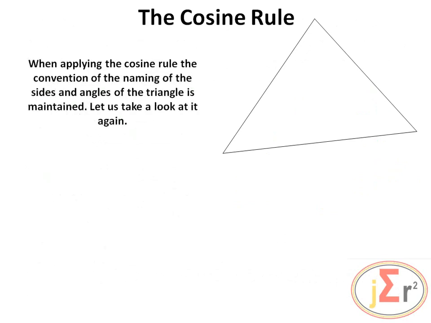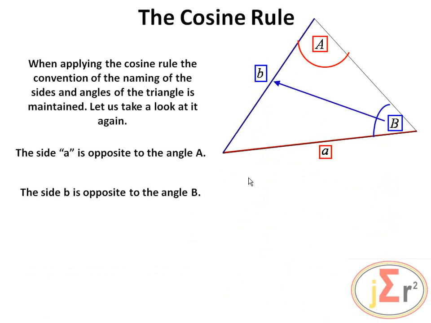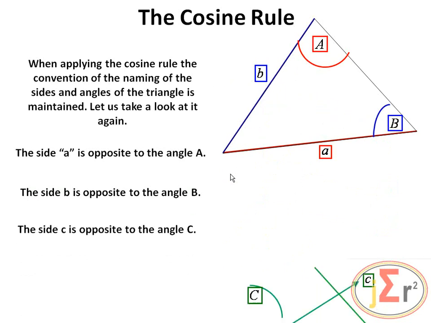Now we are going to be looking at the cosine rule, and the cosine rule comes in two versions. We are going to call one cosine 1 and the other cosine 2. When applying the cosine rule, the convention of naming the sides and the angles is the same. So we are going to take a look at it again. Side A is opposite to angle A. Side B is opposite to angle B. And of course, side C is opposite to angle C.